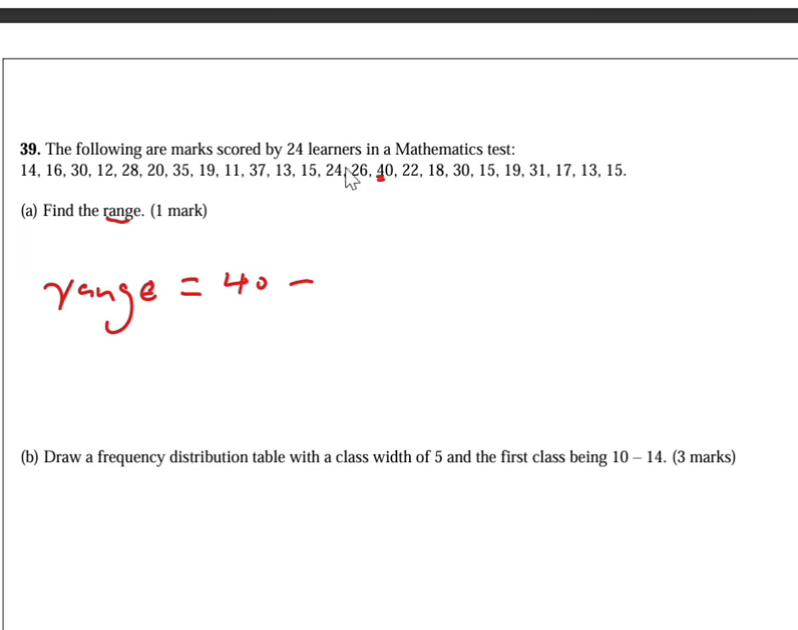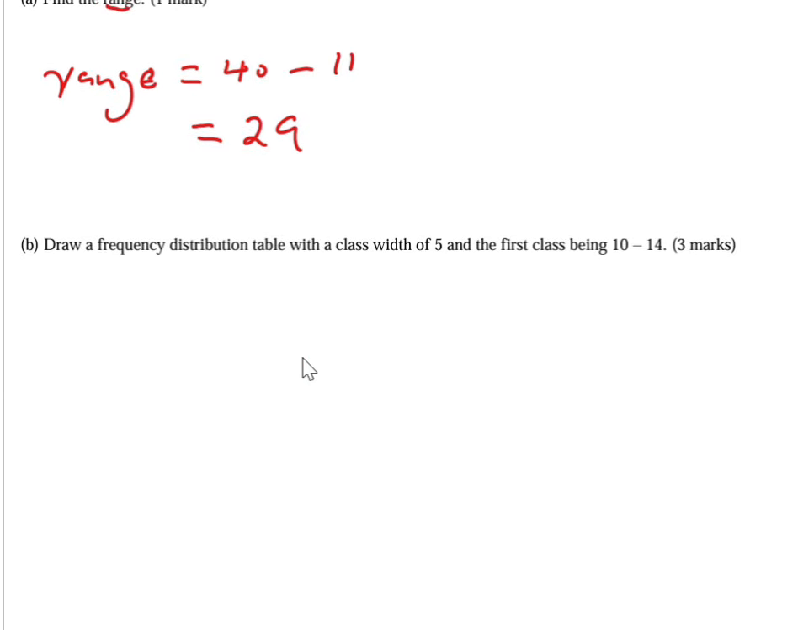Inafika ndogo, ile max ndogo, ule alipata ndogo ni ngapi? You can see we have 11. Kuna ingine ndogo. Confirm. So 40 minus 11. So una subtract upate hiyo 40 minus 11 bila ngapi? 29. So the range is 29. We score 1 mark.